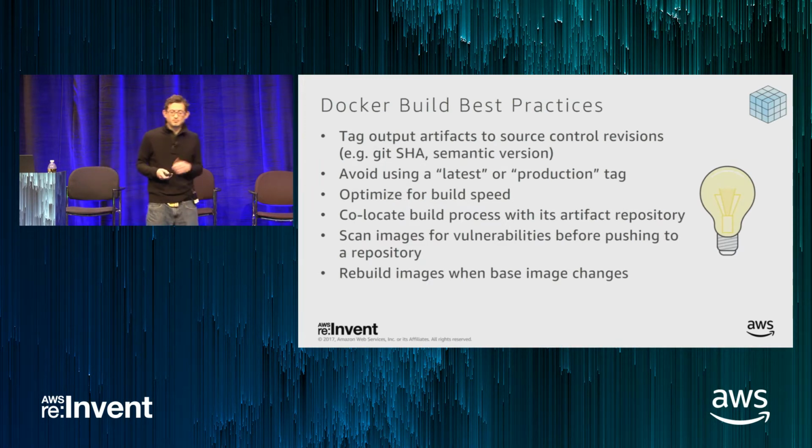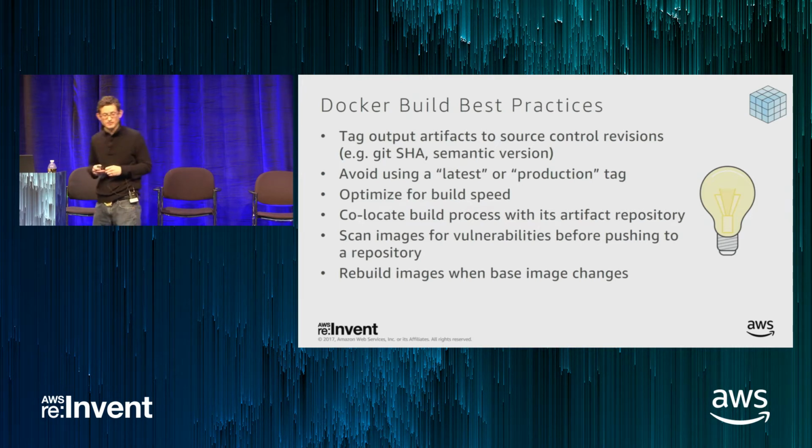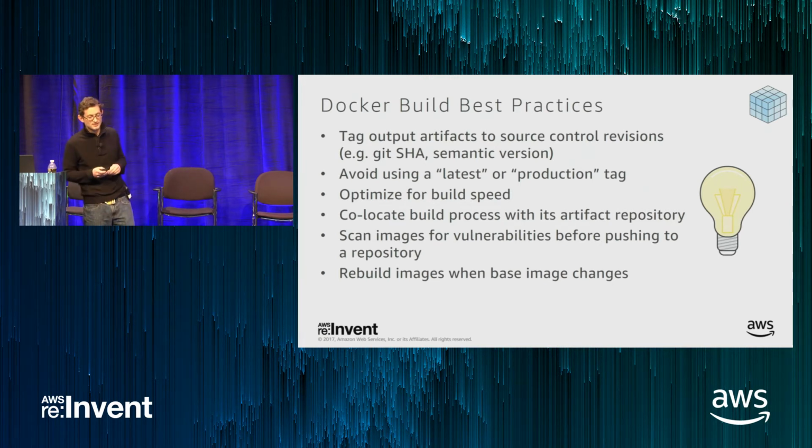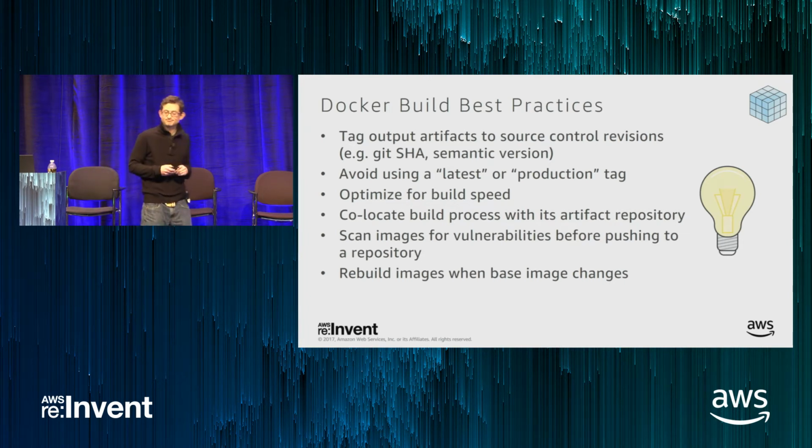So when building containers, there are a handful of best practices that you should try to adhere to. The first is to tag output artifacts to source control revisions. In other words, tag your containers with the git SHA or the version generated by the build system. Try to avoid using latest or production tags, as these can mask what version is actually deployed and make it harder to roll back to an earlier version.